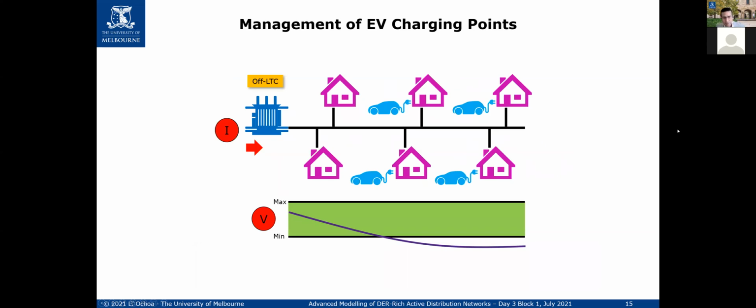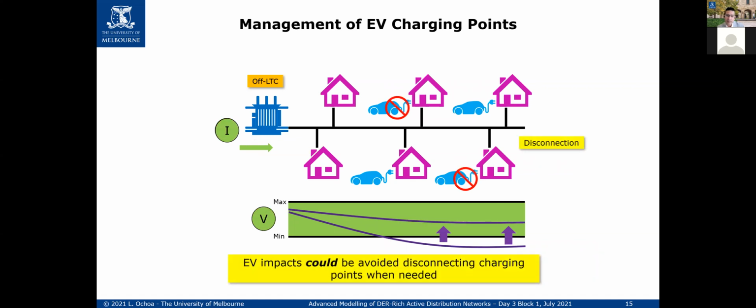Now, can we manage electric vehicles? Yes, we can manage electric vehicles. Of course, we can manage electric vehicles. We can manage the charging point of the electric vehicle, or we can send commands to the electric vehicle. And with that, we can actually perhaps avoid those problems.